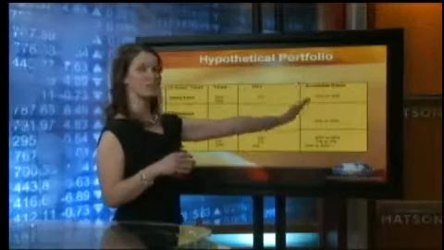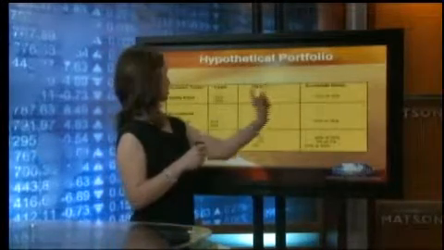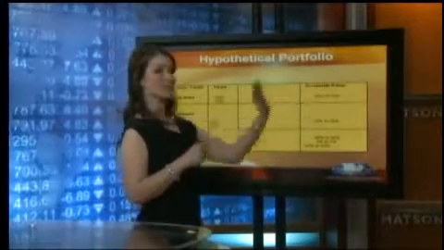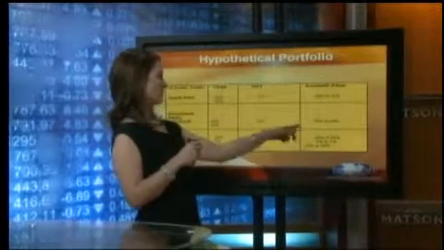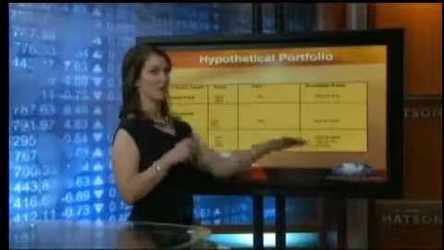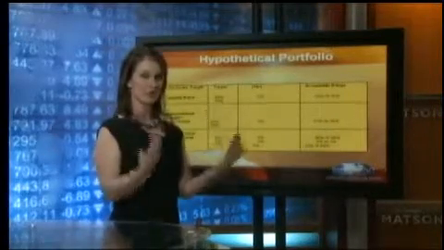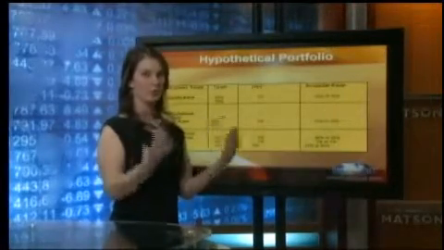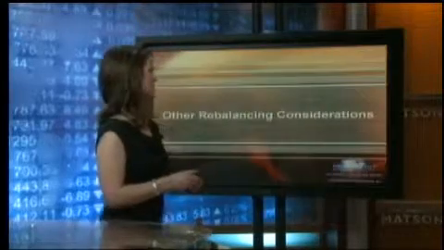So there's actually an acceptable range for each of these. The acceptable range for U.S. equity is from 25% to 35%. The acceptable range for international is 15 to 25. So if we get outside of that range, we're going to sell off or buy more and rebalance so that we're right back where we started.